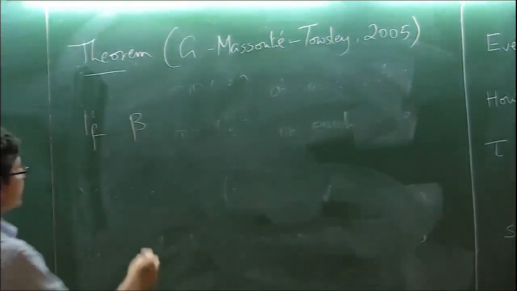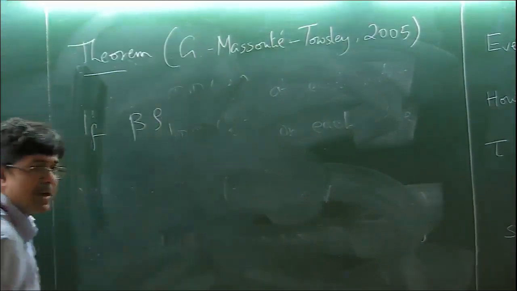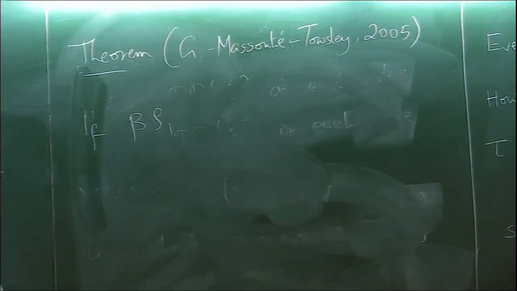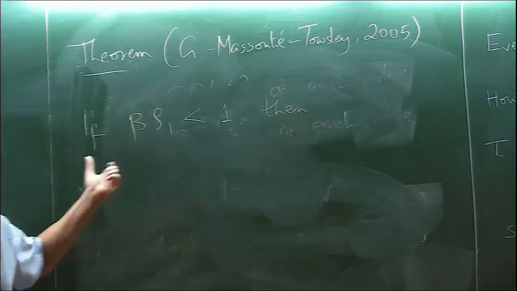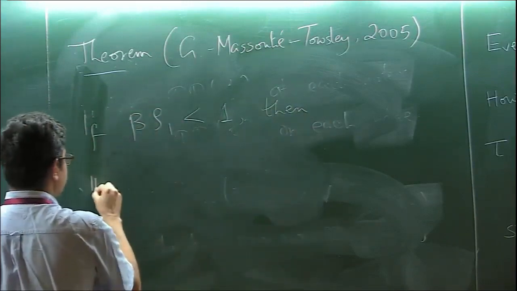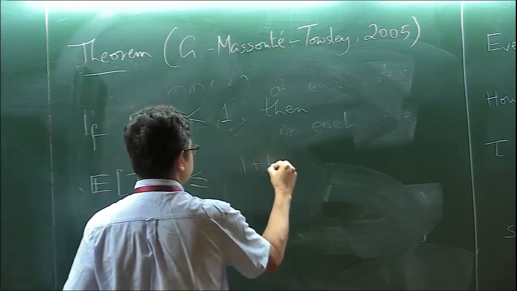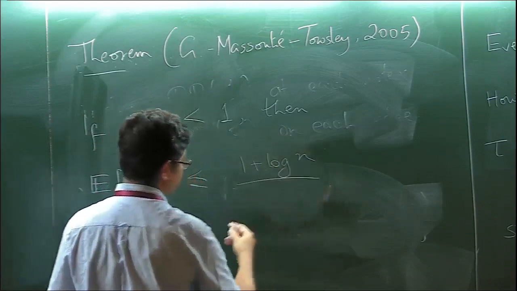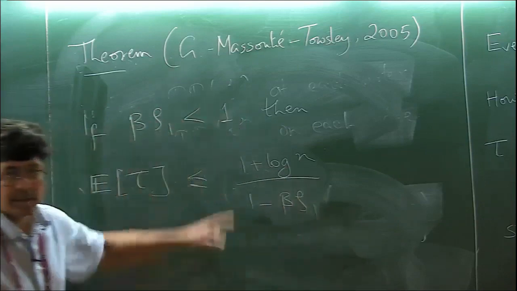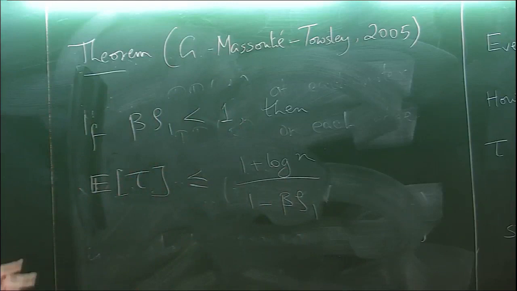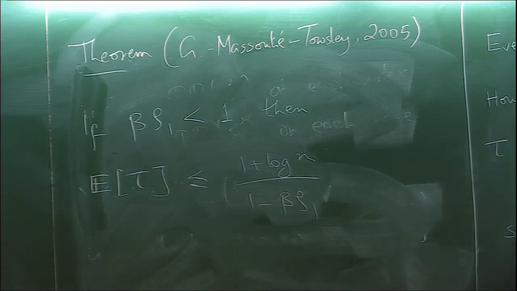So if beta times this largest eigenvalue of the adjacency matrix is smaller than 1, then the epidemic dies out in logarithmic time. Then the mean lifetime is bounded by something very precise. It's 1 plus log n over this gap between your cure rate and your infection rate.